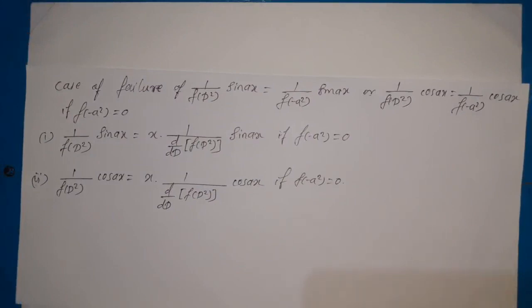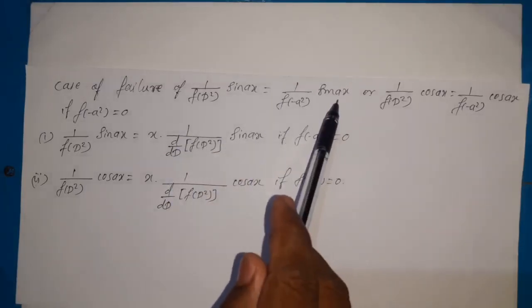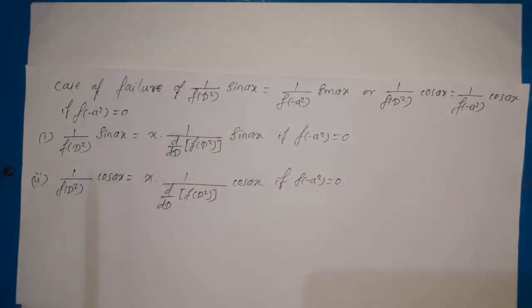So here, case of failure of 1 by f of D square sin ax equal to 1 by f of minus a square sin ax. Whenever the RHS is of the form sin ax or cos ax, then we need to substitute D square equal to minus a square, that is the usual formula. So now if, after substituting D square equal to minus a square, that function is taking the value equal to 0, then we need to differentiate the denominator with respect to D.